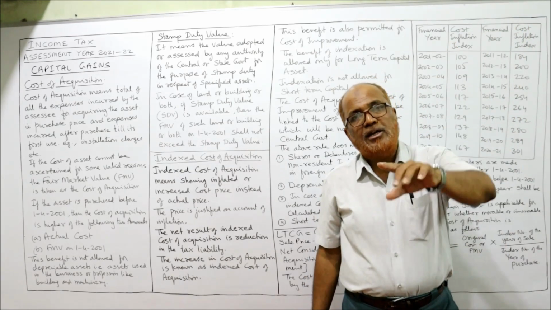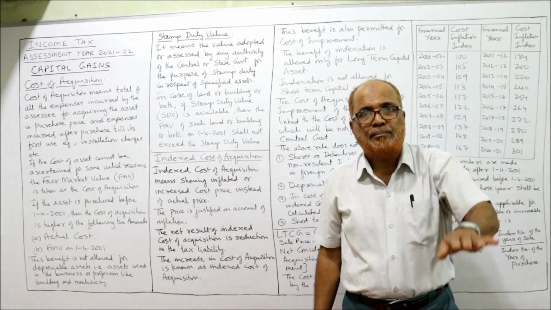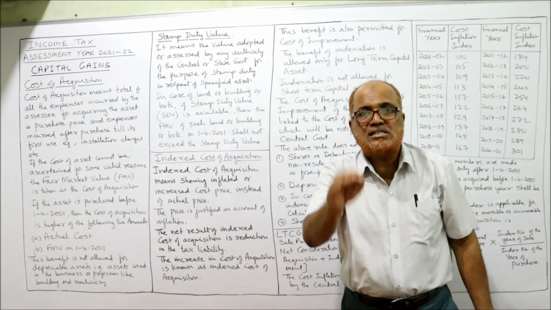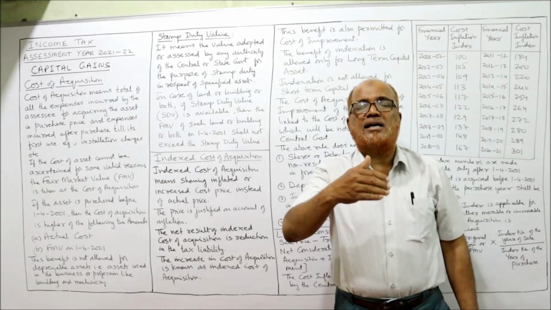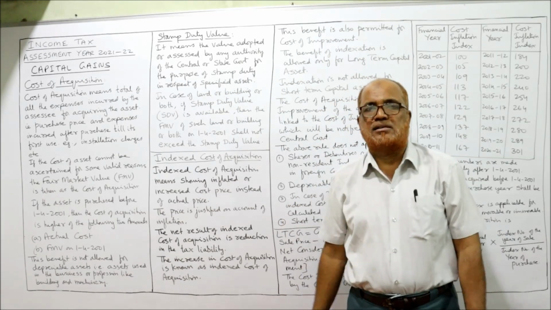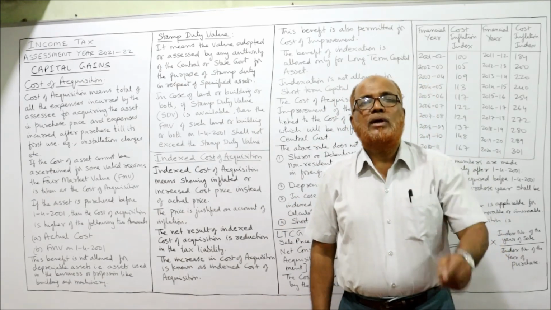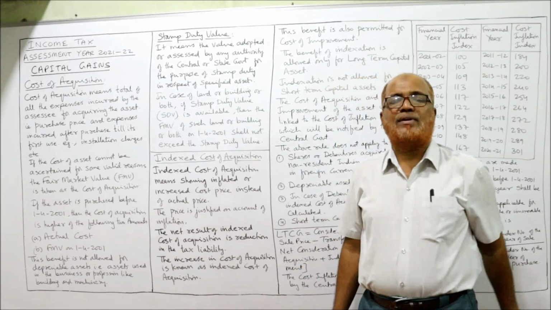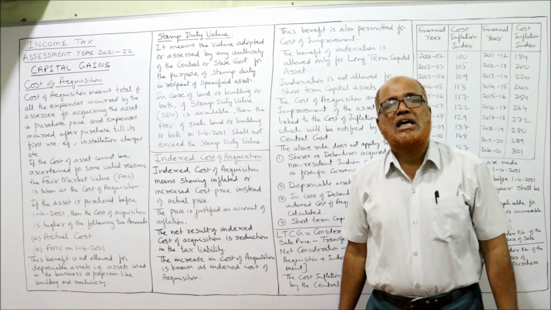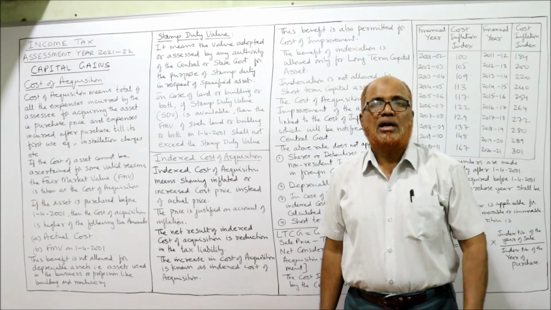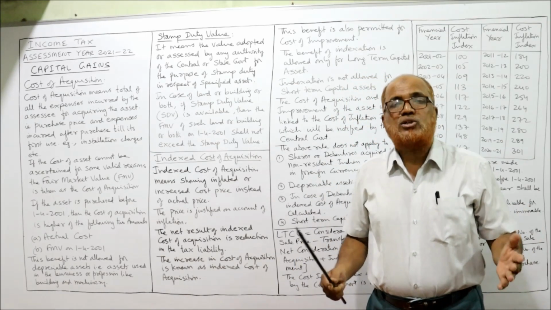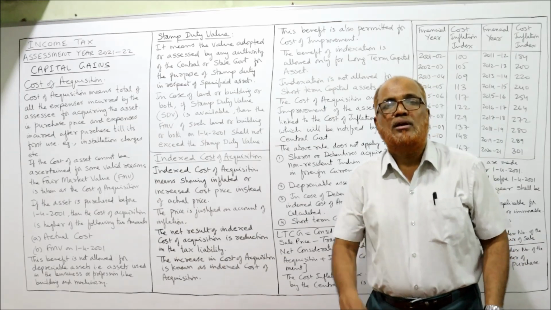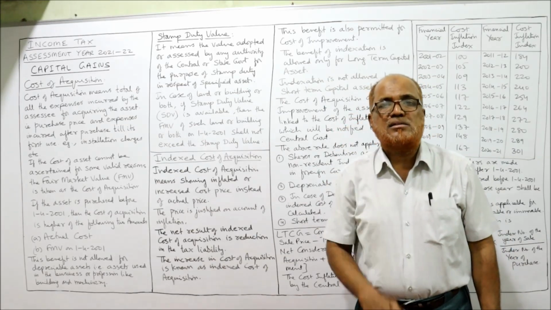Is the value of money 20 years back and in the current year the same? No, the value of money has decreased. Inflation. So the Income Tax Act has given a benefit to the assessee that you can calculate indexed cost of acquisition, meaning increased cost of acquisition, inflated cost of acquisition. What will be the effect of this indexed cost of acquisition? The tax liability will get decreased.